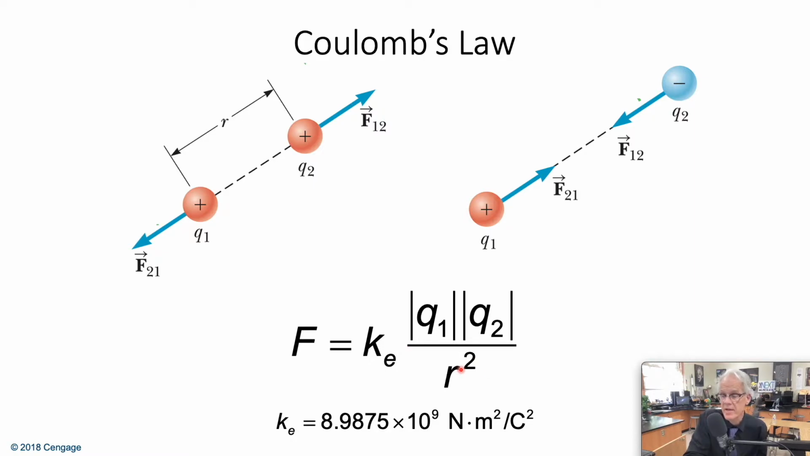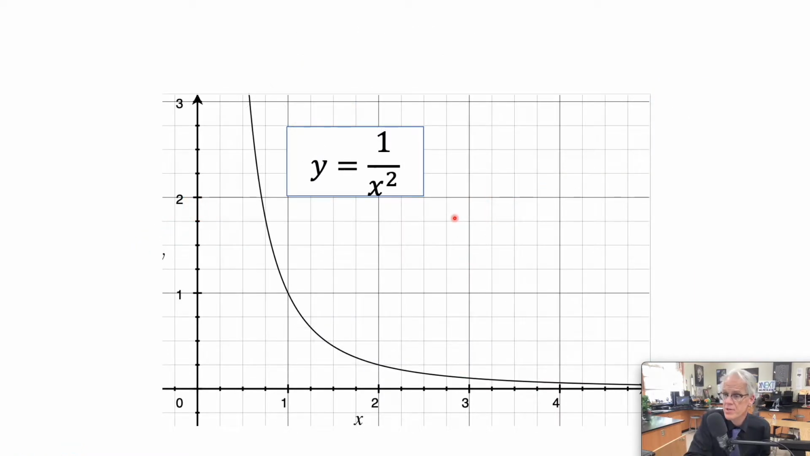This is an inverse square law. If we take a look at the basic function y equals 1 over x squared, this is the shape of the graph that we'll find for Coulomb's law. And it was the same with the gravitational force. If we look through this graph here, obviously this is 1 over 1 squared. At 2, it's 1 over 2 squared, or 1 over 4. At 3, it's 1 over 3 squared, or 1 over 9. And at 4, it's 1 over 16.